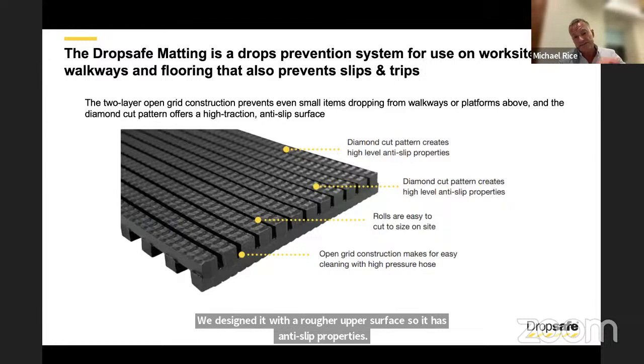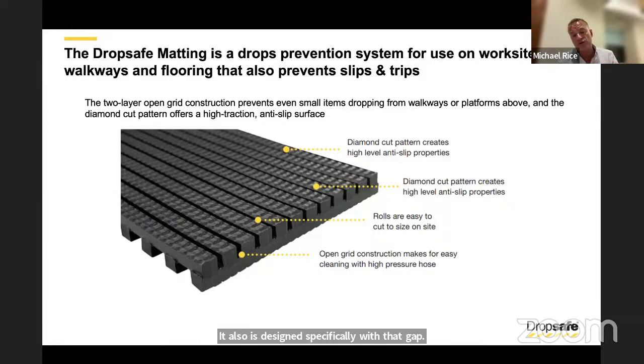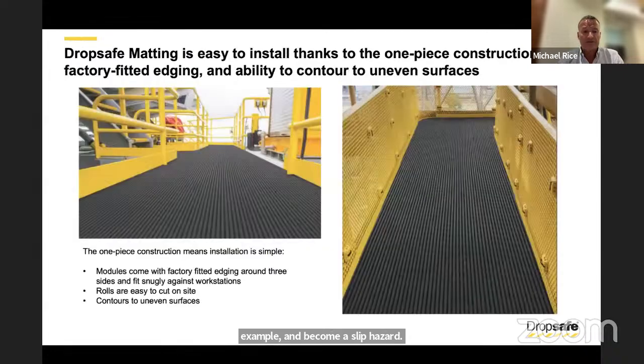It also is designed specifically with that gap so that you don't get any wind loading on it. High winds can obviously pass through, but also with that open design, any spillage of liquids will also not accumulate on a solid mat, for example, and become a slip hazard. So the system itself, especially when combined with the Dropsafe barrier, as you see on the right-hand photo, really can give full containment to prevent objects potentially falling through either your open handrails or potentially falling through your grating.